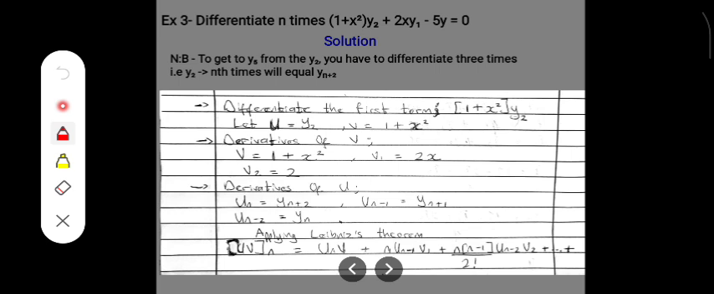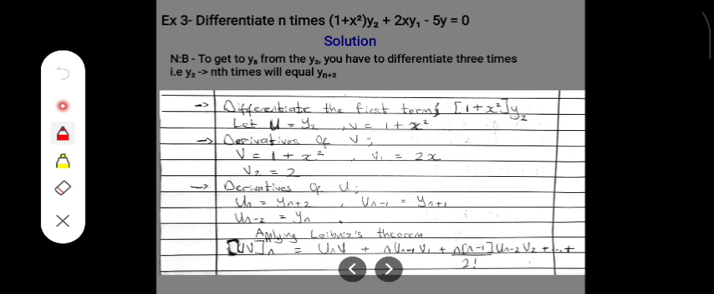Now for the derivative of our v, our first derivative is equal to 2x. 1 is a constant, it cancels out. So the derivative of x squared is equal to 2x. If you take the second derivative, we get 2, which is a constant, so we stop there, because the third derivative is equal to 0.